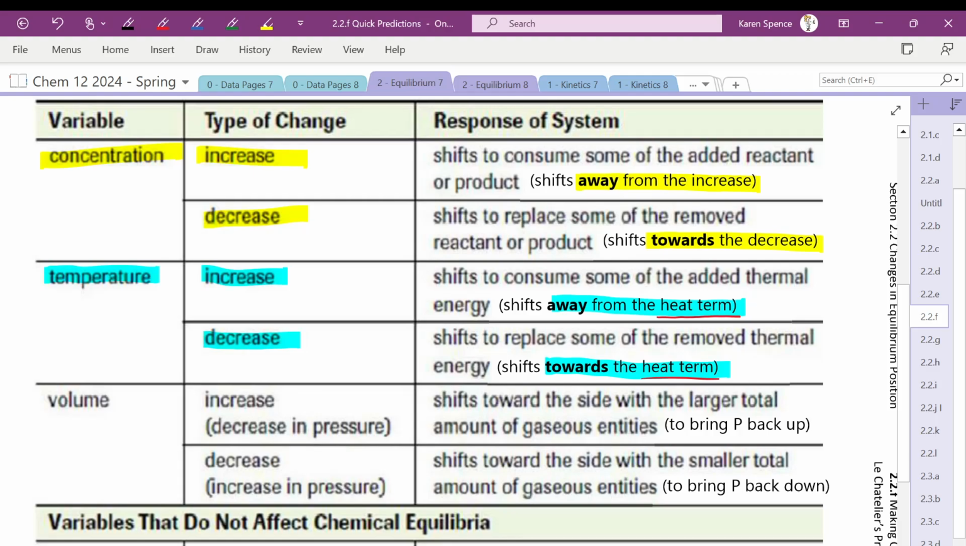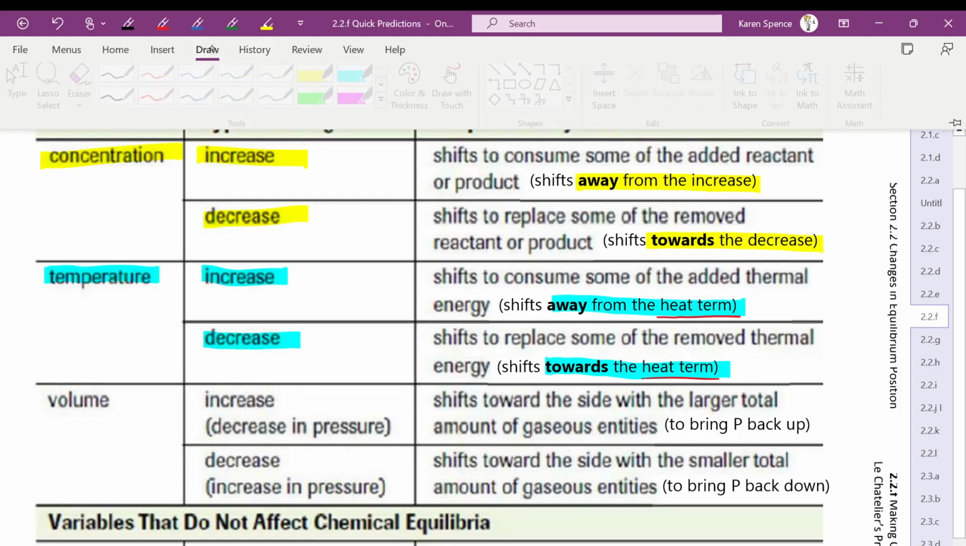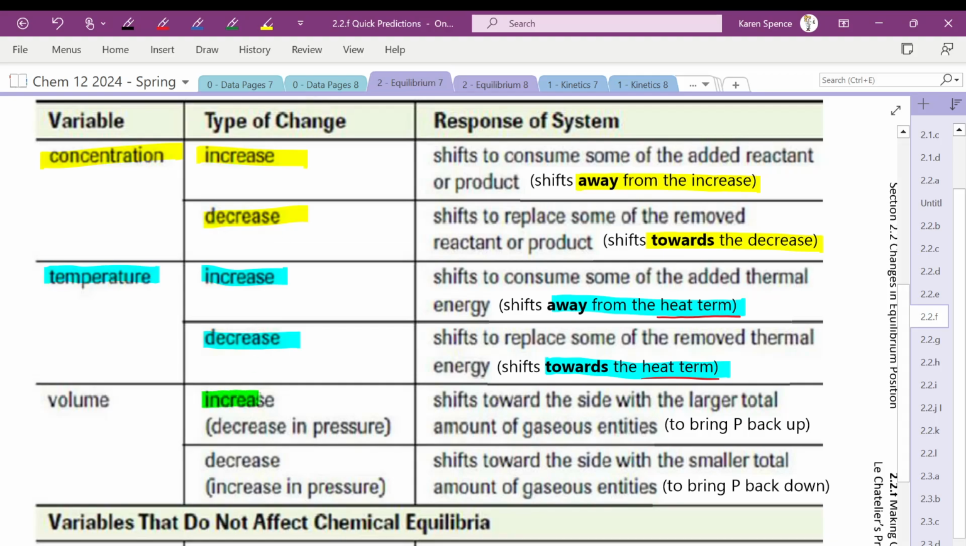Volume. If I increase the volume, will I shift to the side with more molecules or will I shift to the side with less molecules? I've made the space bigger. What do I need? Do I need fewer molecules to fill that big space, or do I need more molecules to fill that big space? I need more molecules. So we're going to shift towards the side with a larger total amount of gaseous entities.